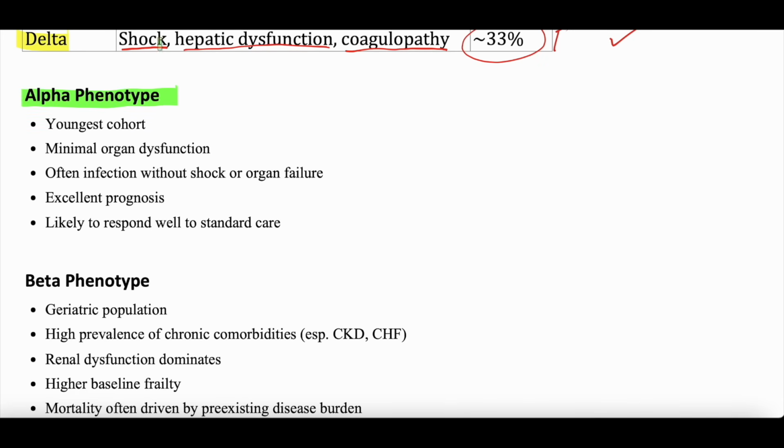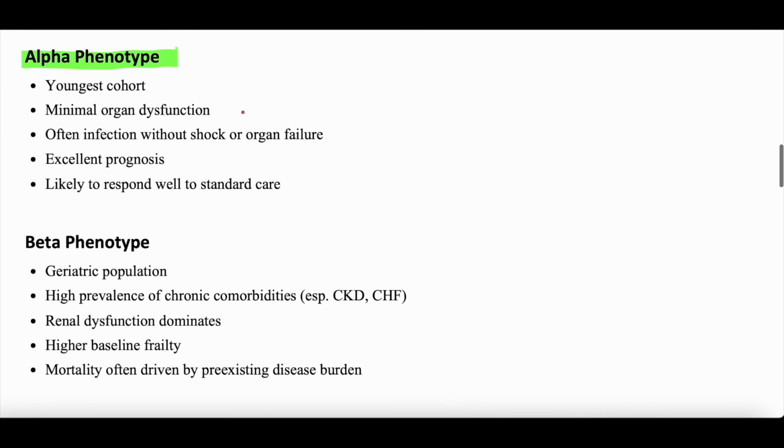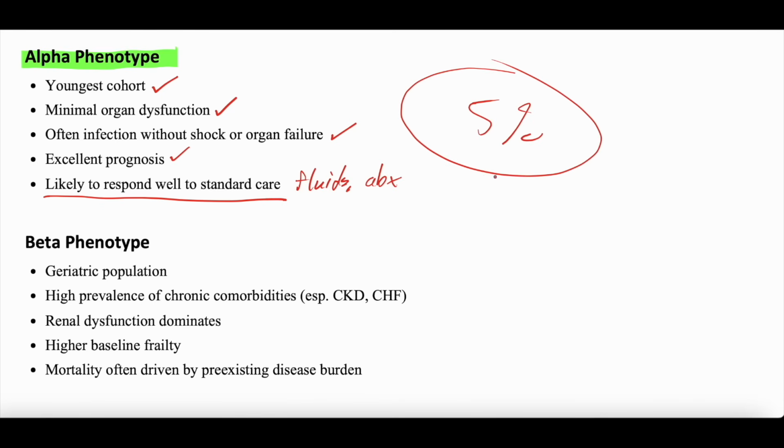If we were to describe these a little bit more, because we think this is important, the alpha phenotype were younger patients. They did not have a lot of organ dysfunction. They often weren't in shock, and they had a really good prognosis. They responded well to standard care, fluids and antibiotics. Remember, the mortality rate for alpha was about 5%.